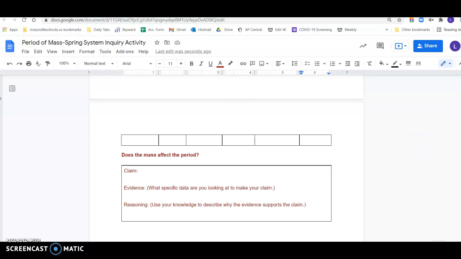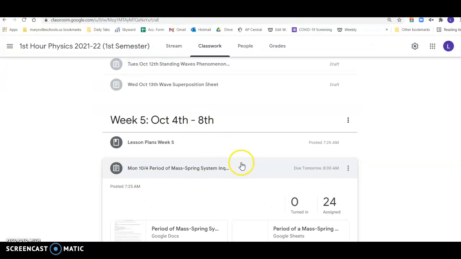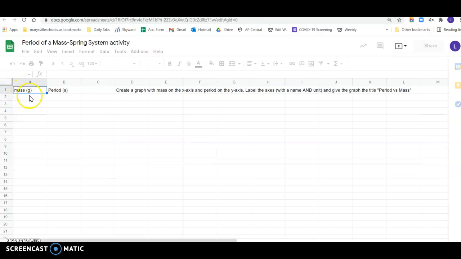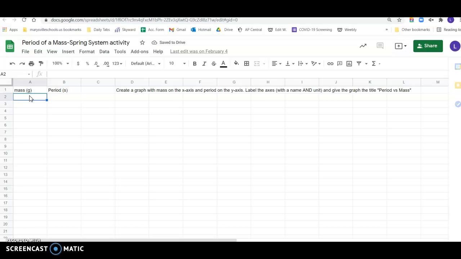When you are done with that, the next thing you are going to do in the assignment, you can see that you also have the Google Sheet. So you're going to put in your mass data. Now I am completely making this data up, so do not use this data. It is not going to give you the results you should get anyways.